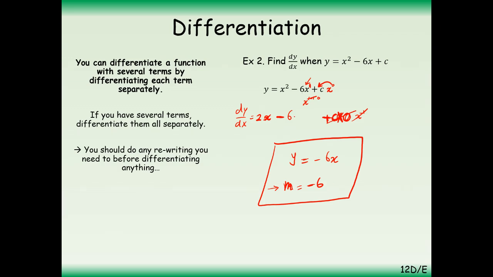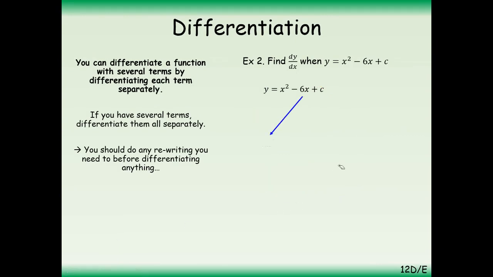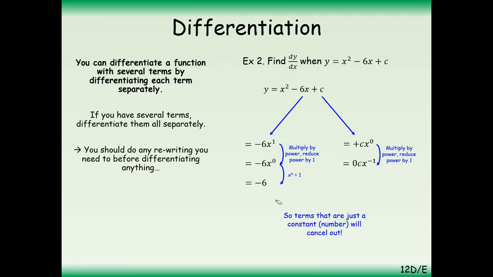So why would you want to write x to the power 0 here? It is unnecessary, so don't do that. Let me wipe off my writing here and show you what the answer neatly looks like. So the answer here is, that's a -6 there, and this constant will disappear.